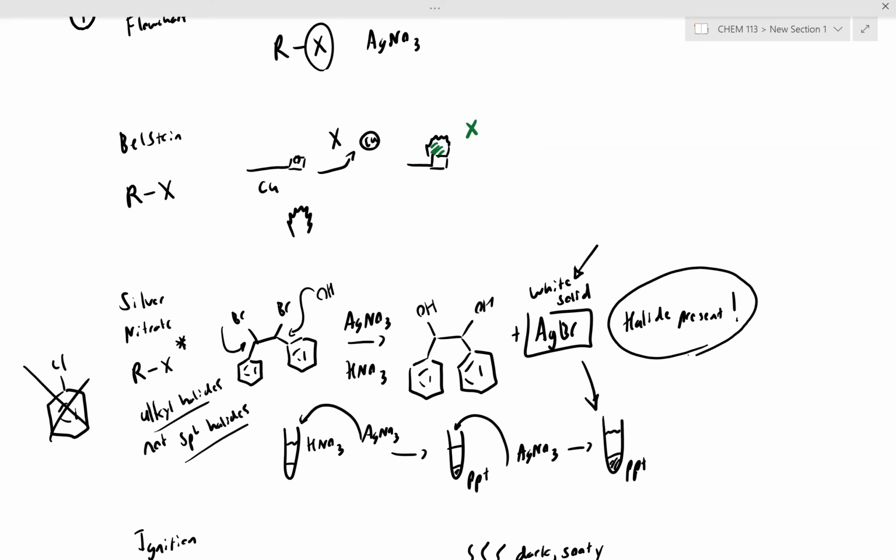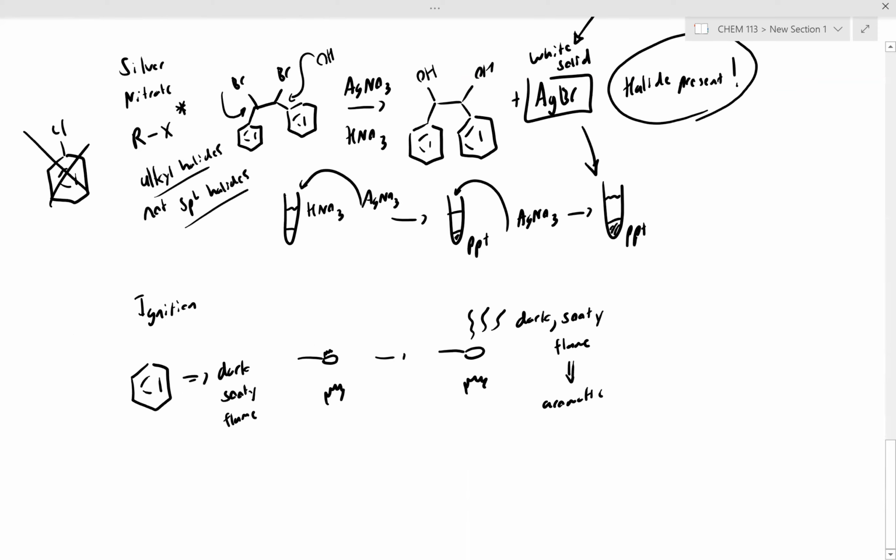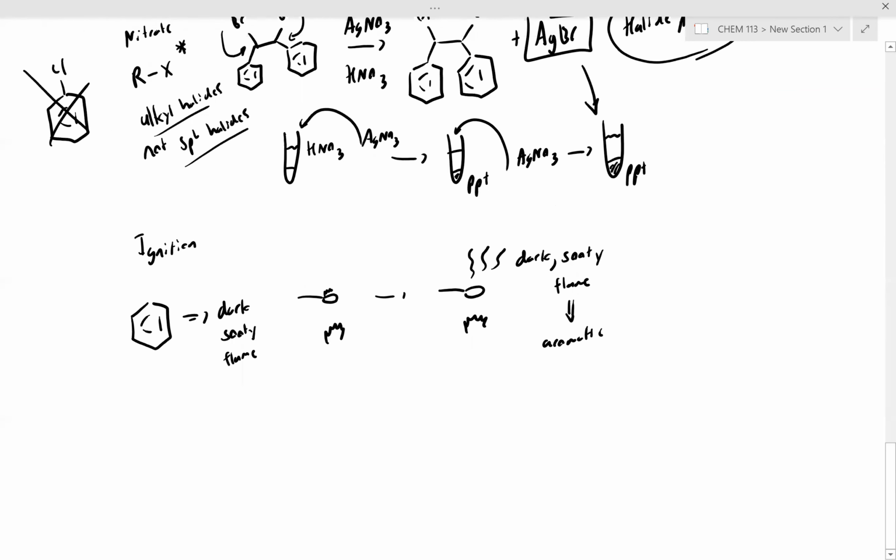Okay, perfect. The last test we're going to do is the ignition test. And if you have an aromatic ring, you would see a dark and sooty flame. If you burn your compound and you see a characteristic dark sooty flame, that's a sign you have an aryl group present in your molecule. So, any questions?